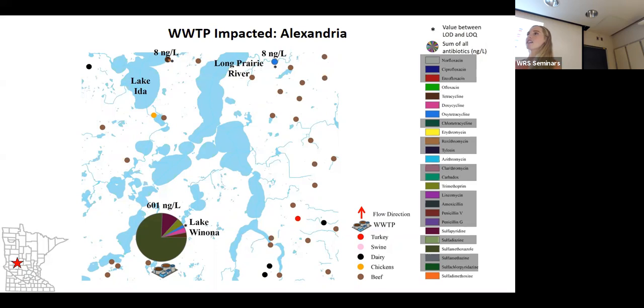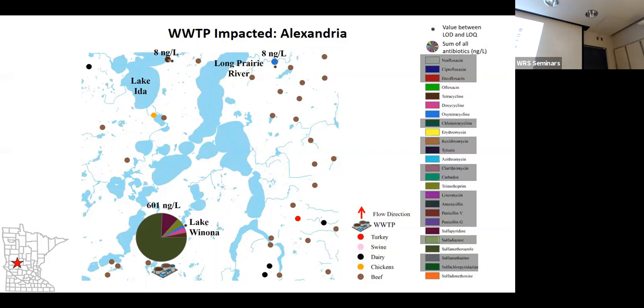So again, what we're getting so far is mainly results that make sense, especially these bigger concentrations, bigger proportions of antibiotics, are the human-used antibiotics, and it is where we believe wastewater treatment plant effluent is coming out.